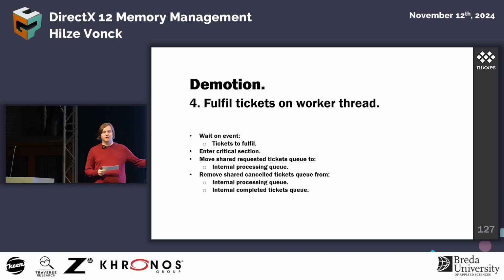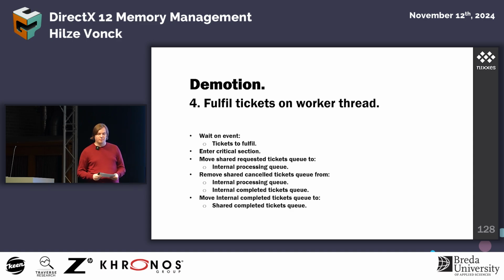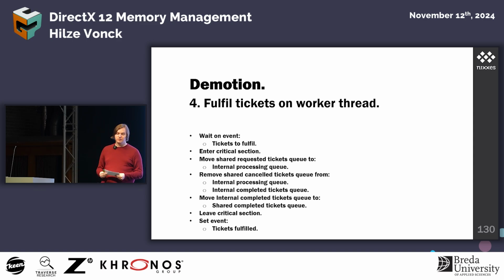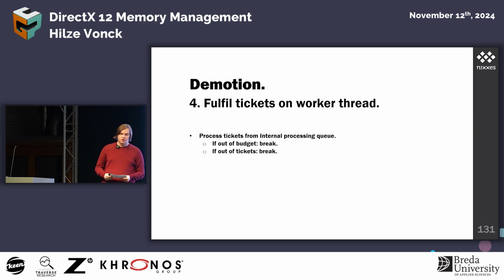Then we take the canceled tickets that the main thread has requested and remove them from both our internal processing queue as well as our completed tickets queue. And then we move our completed tickets into the shared completed tickets queue so that the main thread can once again take these and process them locally. Then we can simply leave the critical section and set the event if we have fulfilled any tickets. Then we get to the actual processing of the tickets, which is just as described earlier.